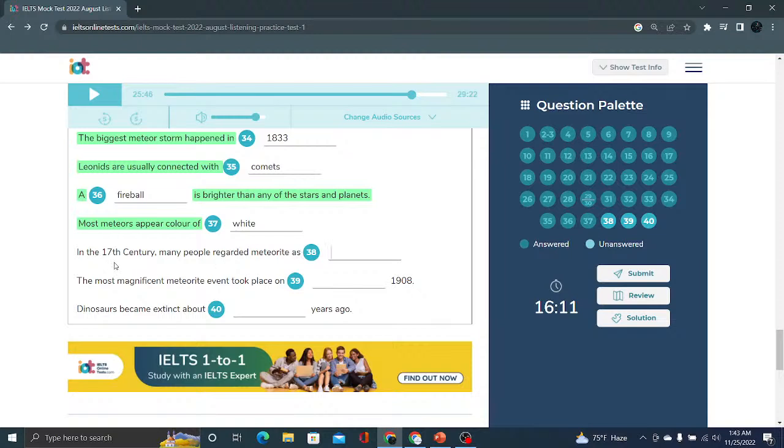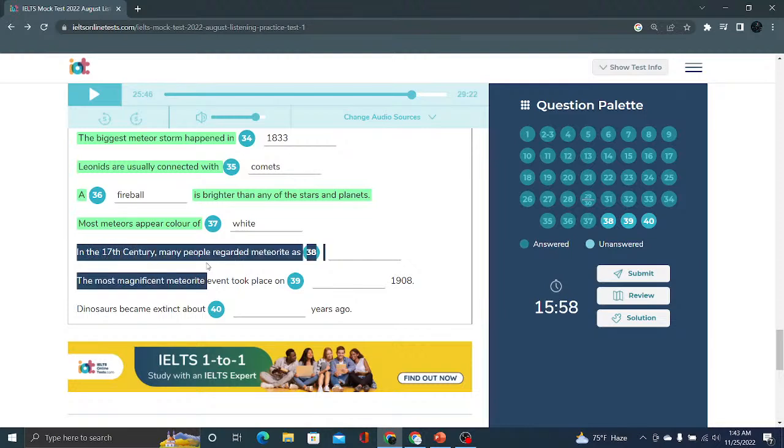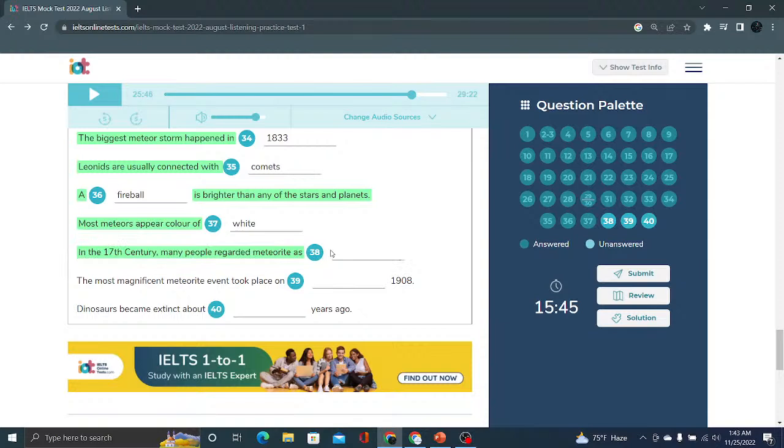Now let's move on to question number 38, and let's read it to find out some keywords for this question. In the 17th century, many people regarded meteorites as blah blah.